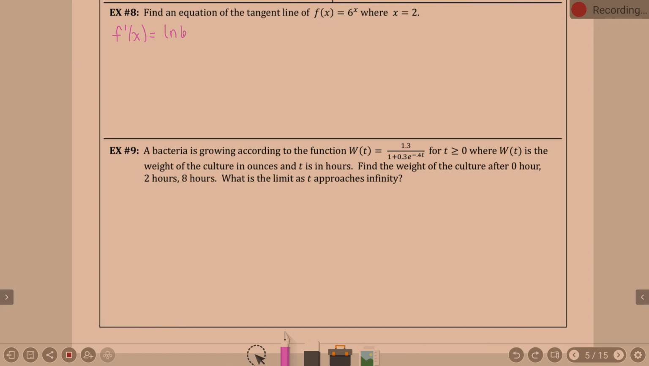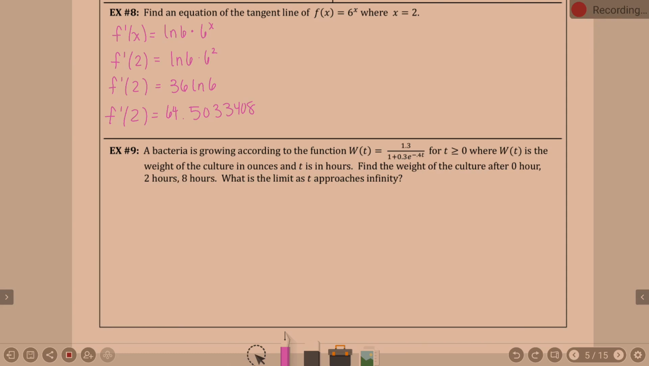We need to know that derivative evaluated at 2. So natural log of 6 times 6 to the second. What does that clean up to be? I'm going to write it as 36 natural log of 6. If you put it into the calculator, you could get it as 64.5033408. I don't know that you need the decimal. I would be fine with that.